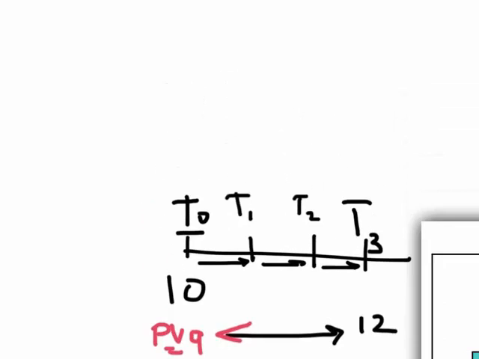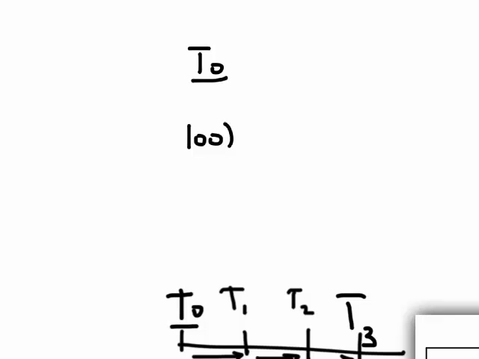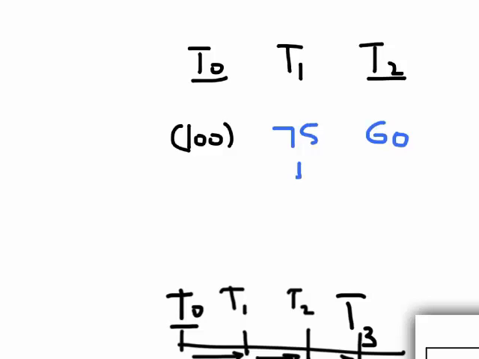Problems can be more interesting. For example, at time 0, we are investing 100. We will collect 75 at T1, and we will collect another 60 at T2. Now, to calculate NPV, net present value, you have to bring this to time 0 as well as this to time 0. These two blue numbers will be the present value of the inflows, and then you just calculate the difference and you'll get the answer. So that would be NPV.